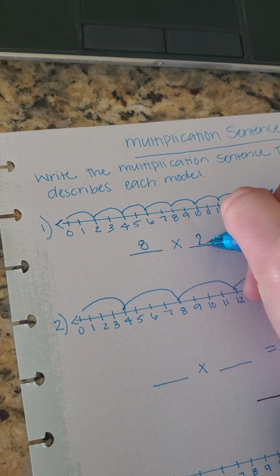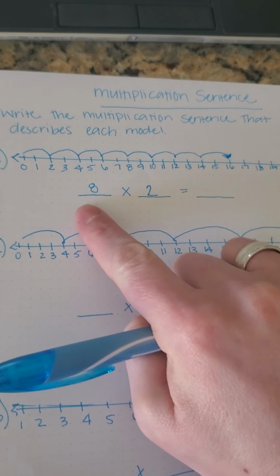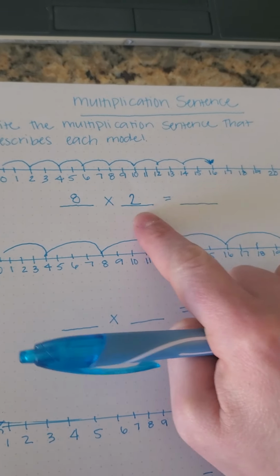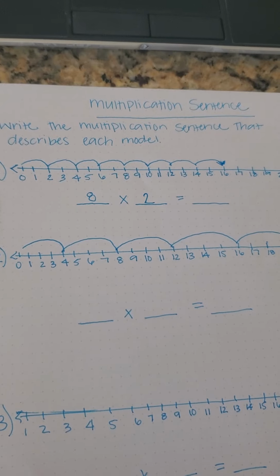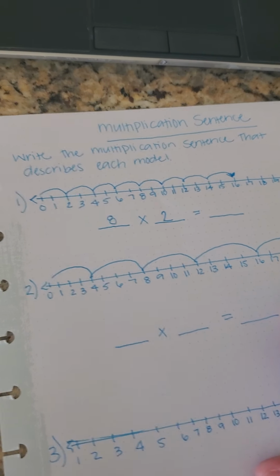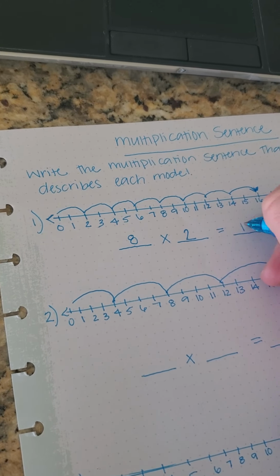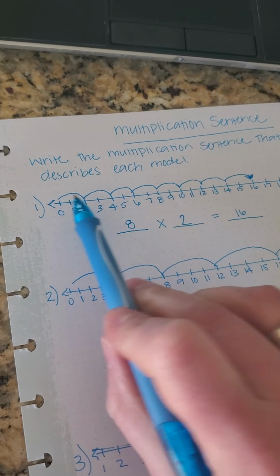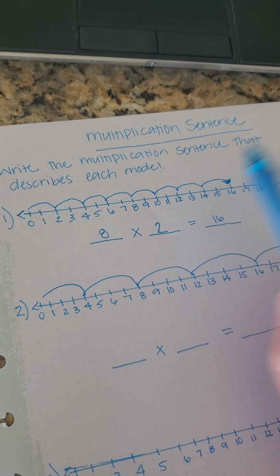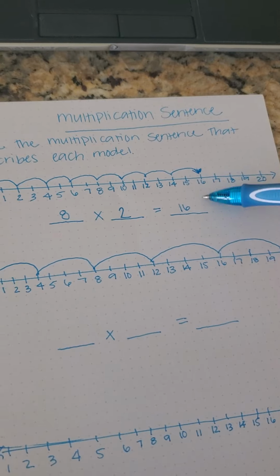So our first two numbers are 8 times 2, so 8 groups of 2. I'll go ahead and let you work that out. And we all should have gotten 16. And if we look at our number sentence, that is where everything ends. So that should tell us our answer.